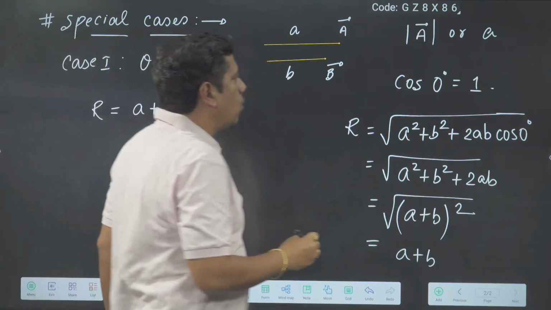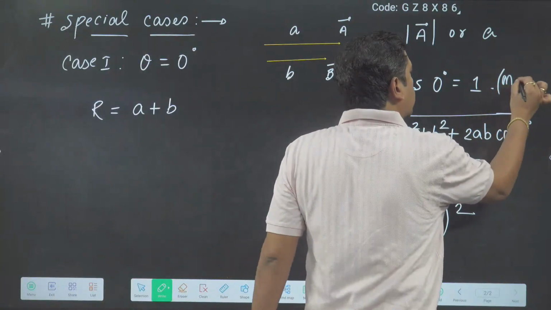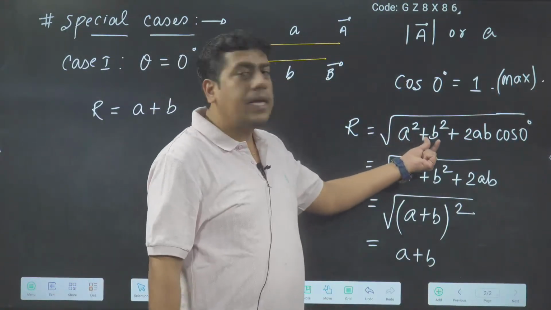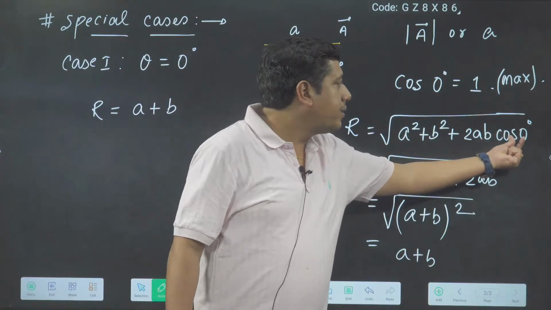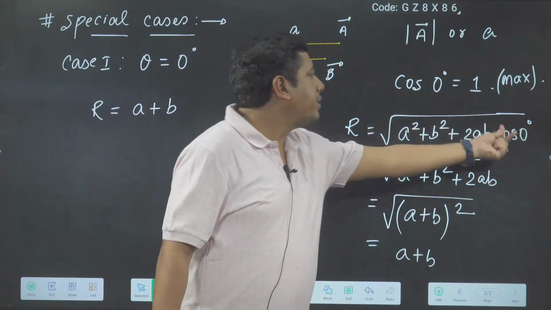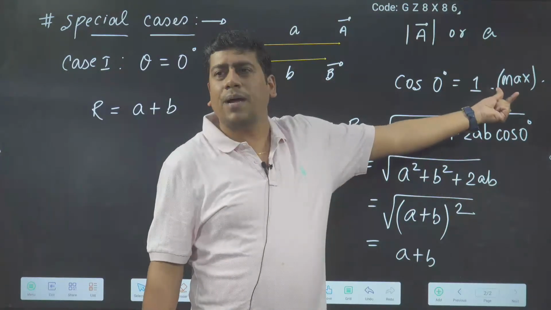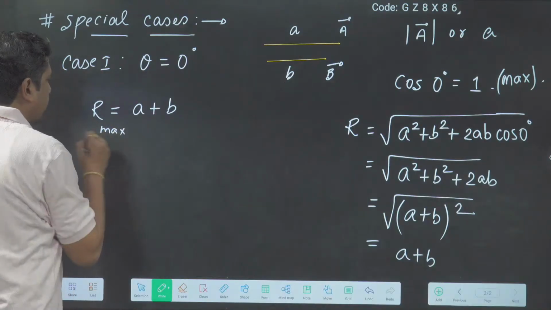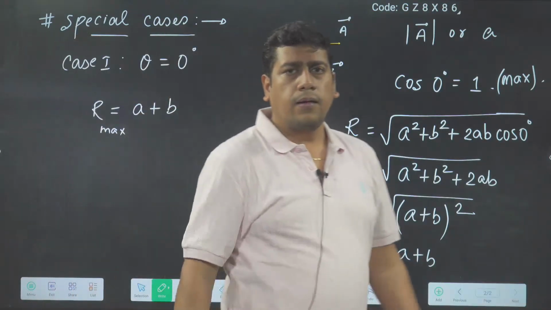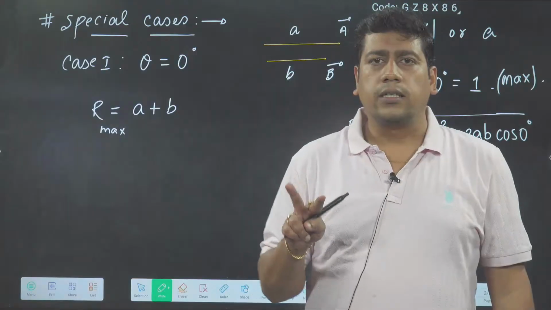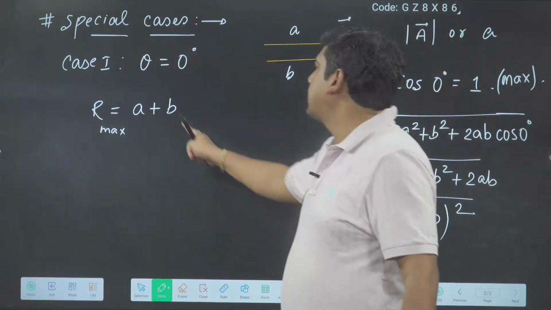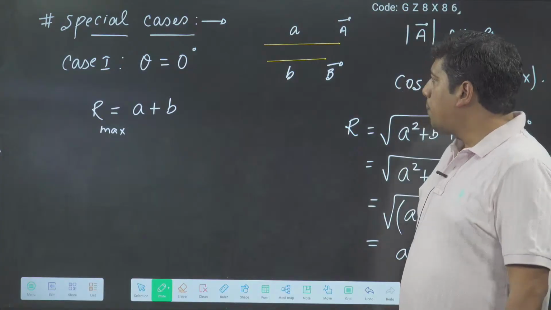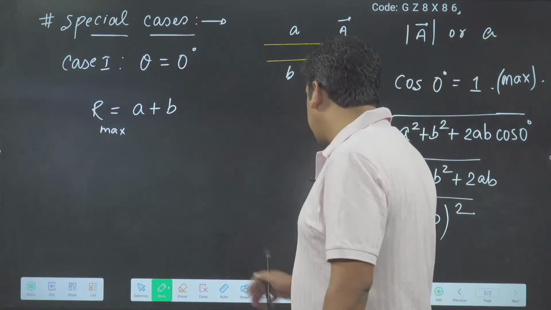And let me tell you, this is the maximum value of cos theta. So if a and b are fixed, only you are changing theta, at 0 degree cos theta is 1, which is the maximum value. That means the value of R which we are getting here in this case is the maximum value. So if you are adding two vectors, the maximum value you can get is a plus b. Please understand this thing.